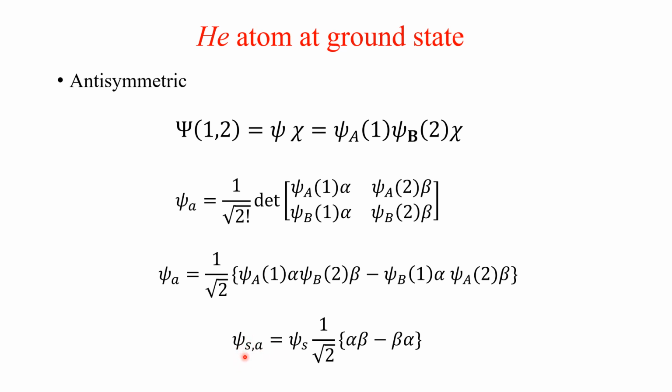Here I have written psi s comma a. This means the first one is the radial part, and the radial part of the wave function is symmetric. The next one is the spin part, which is antisymmetric. So I can write this as psi s times 1 over square root of 2 times alpha beta minus beta alpha, because this spin wave function is antisymmetric. That is the meaning of psi sub s comma a, which is equal to psi s, the radial part of the wave function, which is symmetric, times 1 over square root of 2 alpha times beta minus beta times alpha.